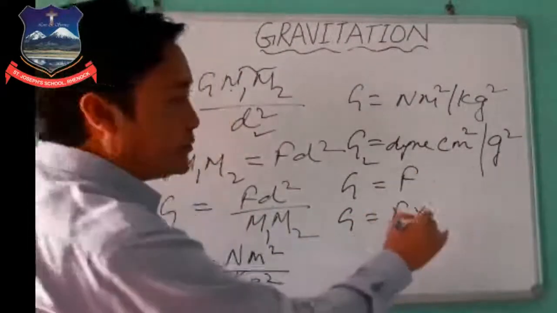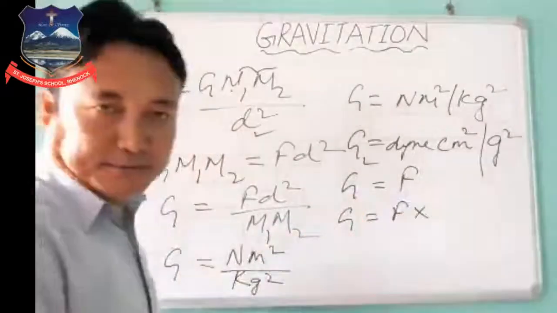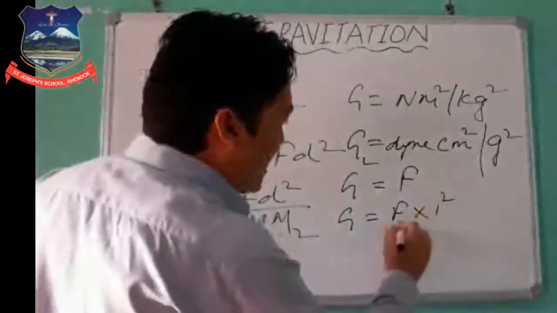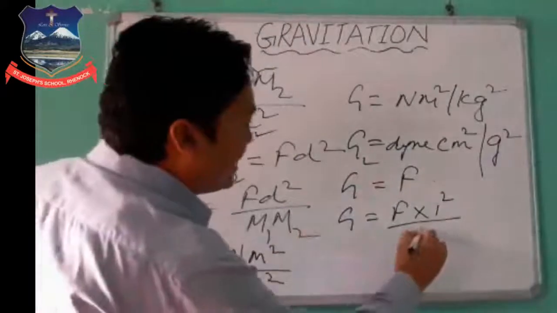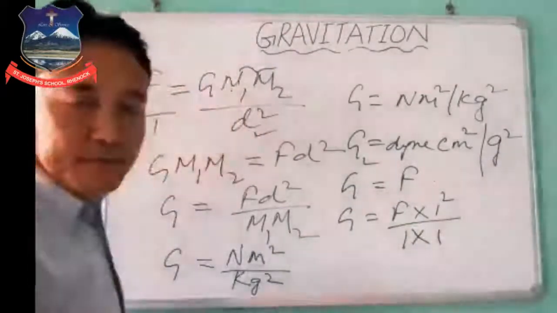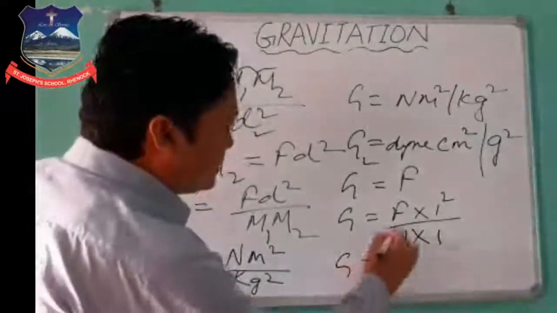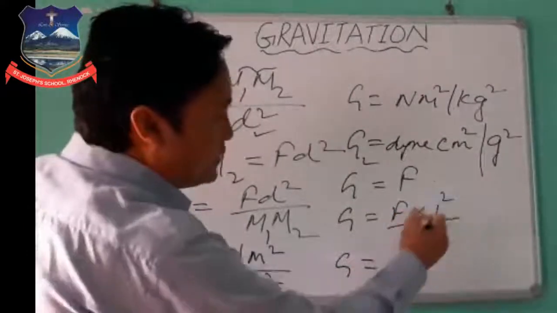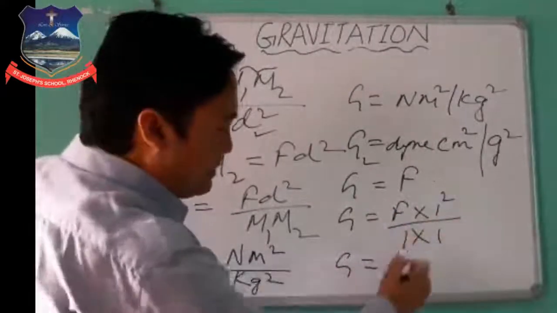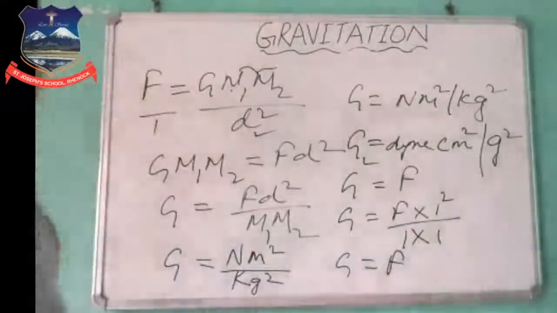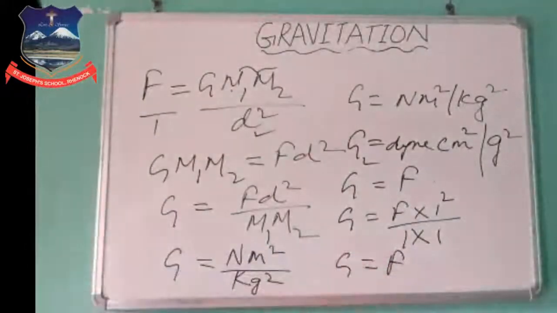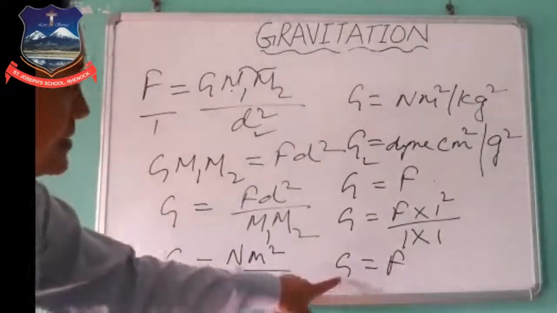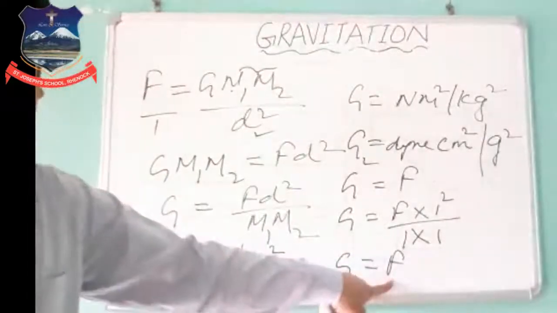Let the distance between the two bodies be 1 meter, so 1 square, and take the masses of the two bodies as 1 kilogram each. So G equals F into 1 divided by 1, which is 1, so F equals G. That means G equals F. So the gravitational constant equals the gravitational force.